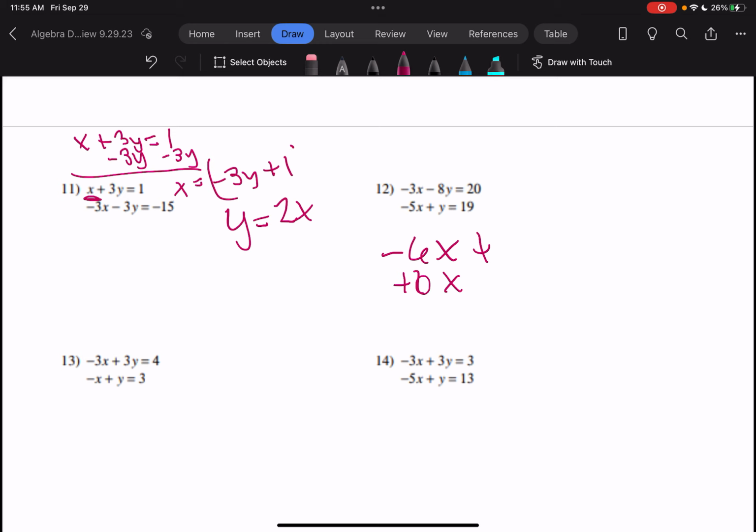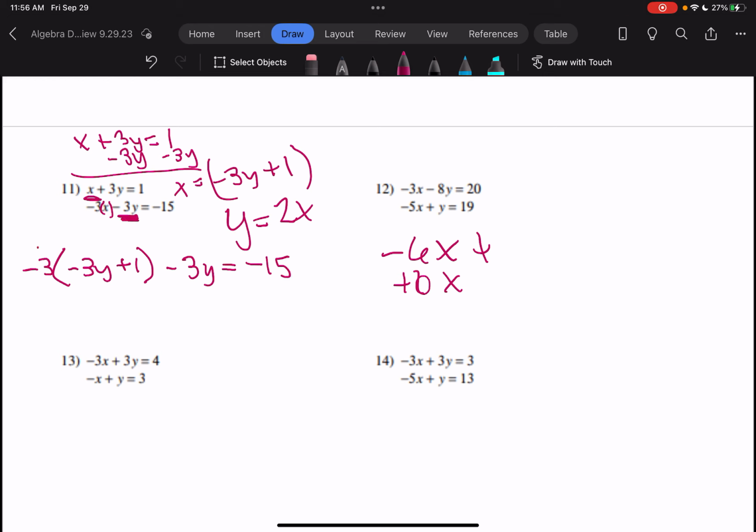Okay, so now I have my x. That's going in the parentheses, and I'm going to put this in parentheses here because that's where it's going to replace it. So I'm going to rewrite this equation as negative 3 times (negative 3y plus 1) minus 3y, the rest of the equation, equals negative 15. Be careful with things like this. Make sure you include them.